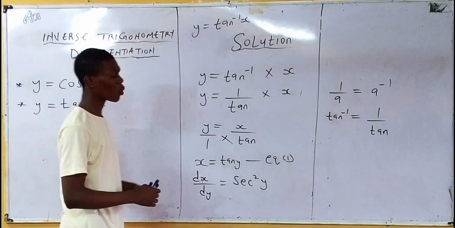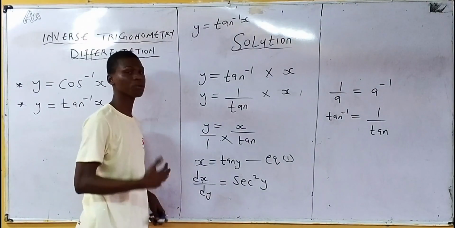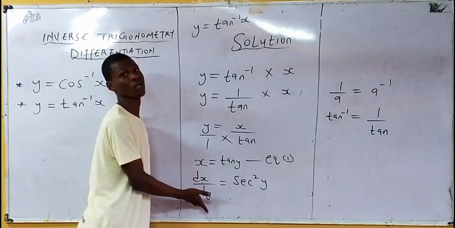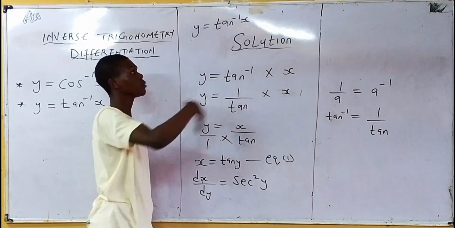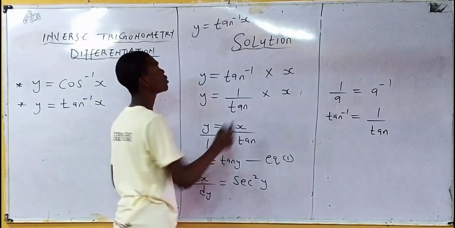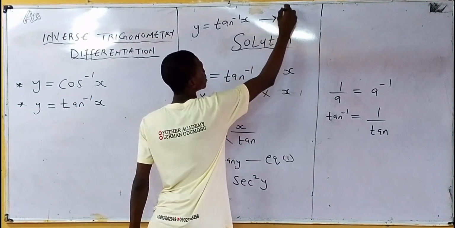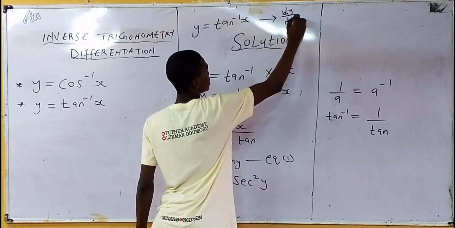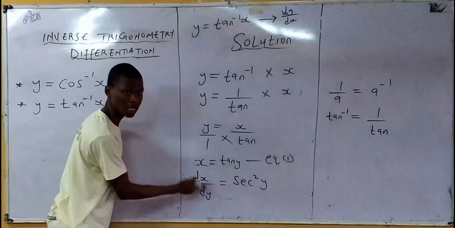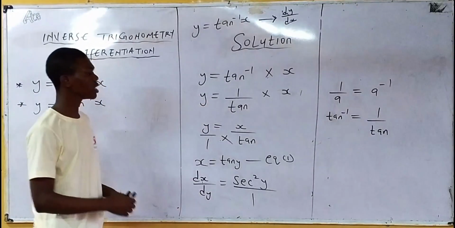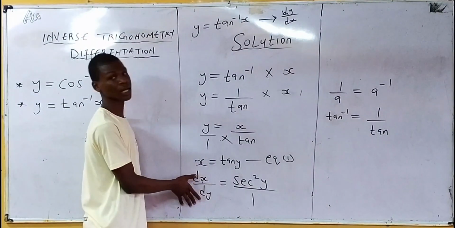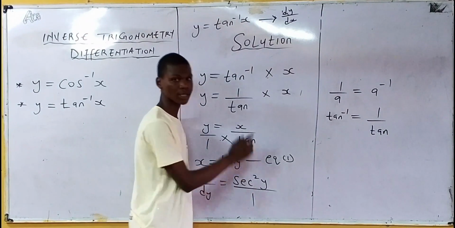In this case, y is a function of x. Hence, by the time you differentiate, you have dx over dy. But initially, x is a function of y, meaning by the time you differentiate, the derivative becomes dy over dx. But in this case, we got dx over dy. Then how do I get dy over dx? Simply take the reciprocal of the left hand side and the reciprocal of the right hand side.